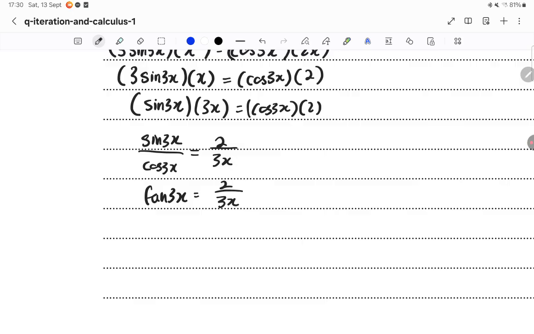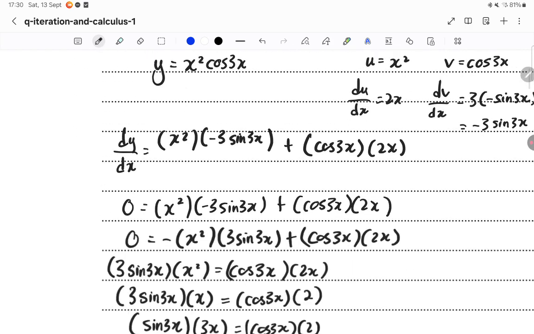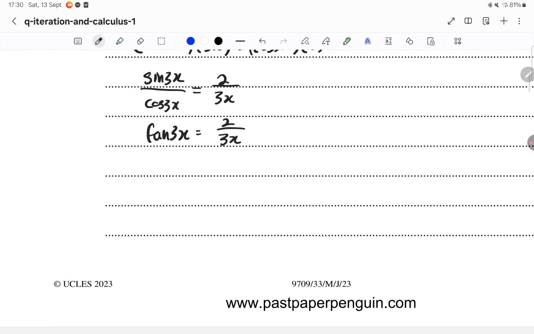Okay, and the thing is, our a is some sort of our x, which later we will change. So what I'm going to do is bring this 3 to the other side, which is going to give us, let me see, 3 tan 3x equals 2 over x. Oh, sorry. I'm going to bring the x here again.